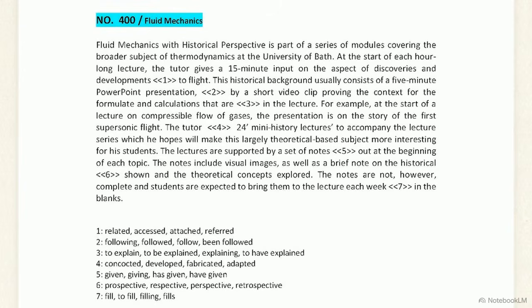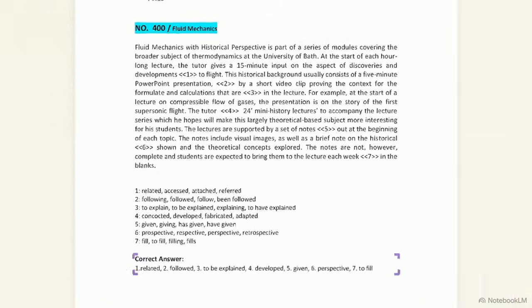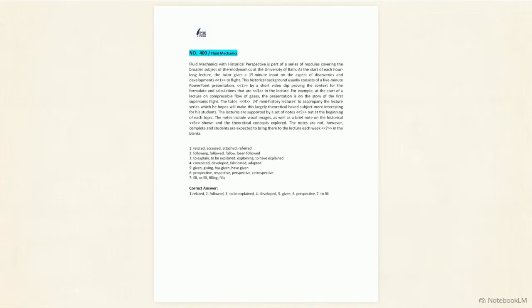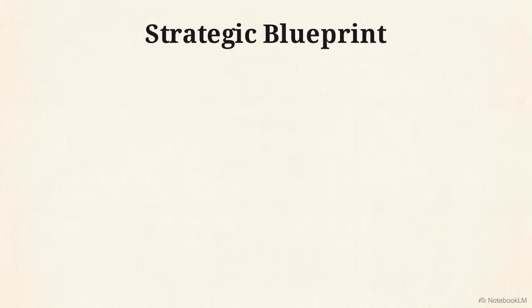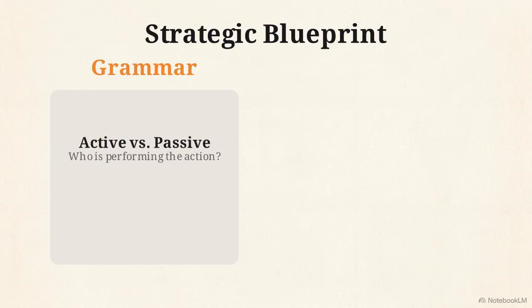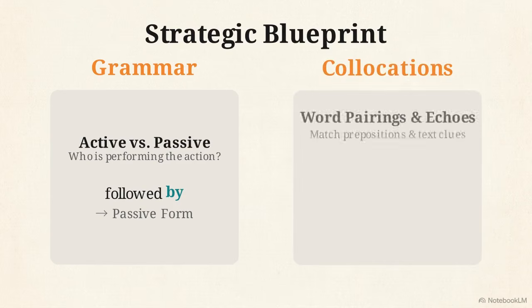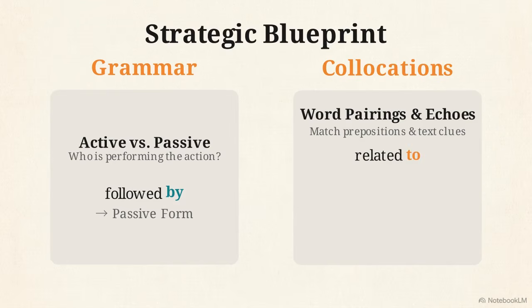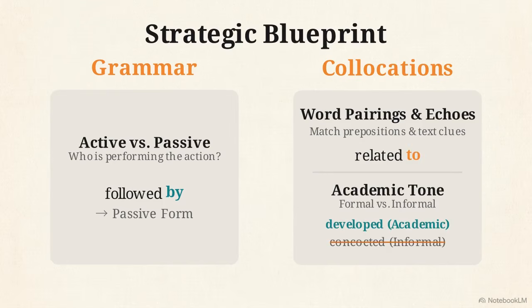By relying on grammar and word pairings, we successfully navigated the text without needing to be experts in fluid mechanics or thermodynamics. This strategy is built on two pillars. On one side, you have grammar checks, primarily determining if a subject is active or passive. On the other, you have collocations, where you match words based on established pairings and academic tone.